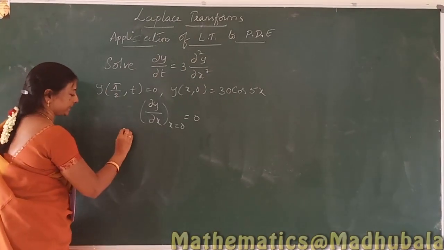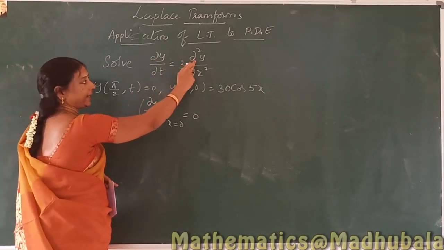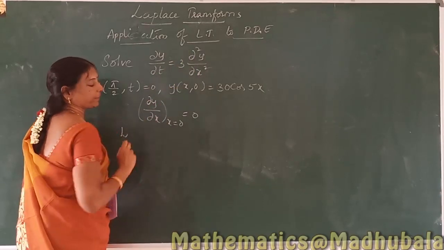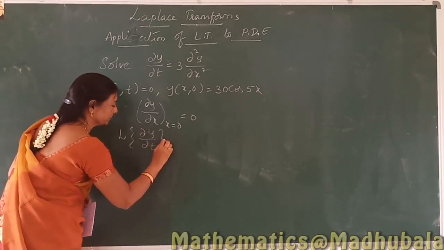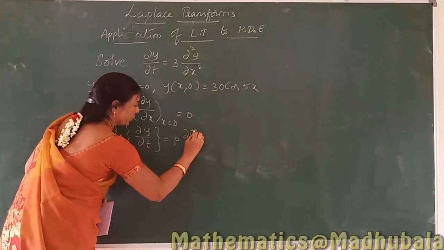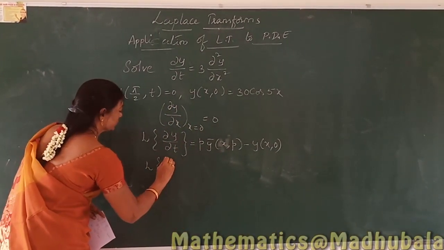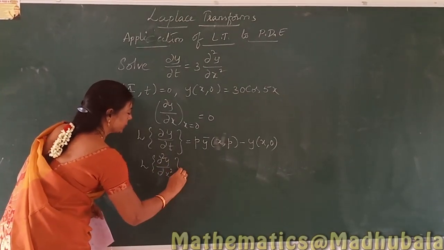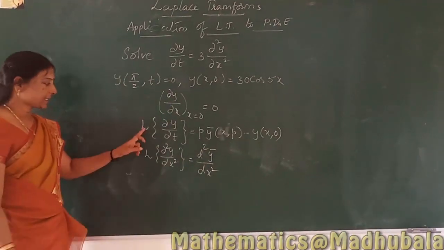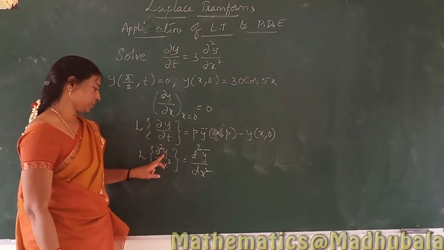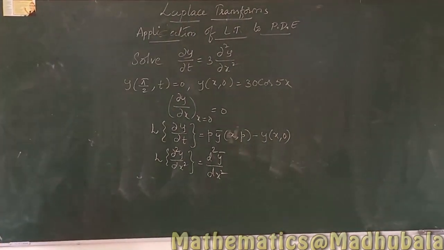Let us see what happens when Laplace transform is applied to the derivatives ∂y/∂t and ∂²y/∂x². As we know, L of ∂y/∂t equals p ȳ minus y(x, 0), and L of ∂²y/∂x² equals d²ȳ/dx². So these are the Laplace transforms of ∂y/∂t and ∂²y/∂x².